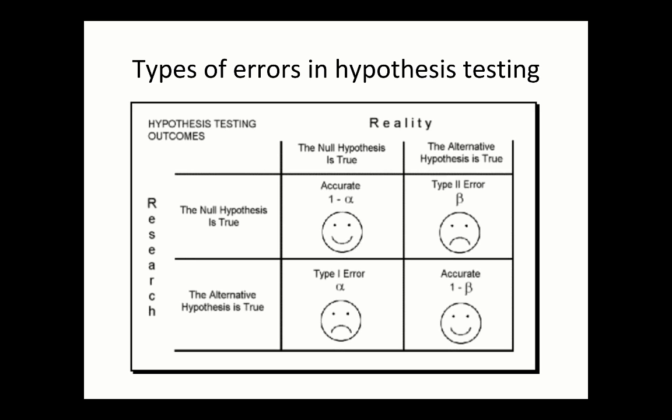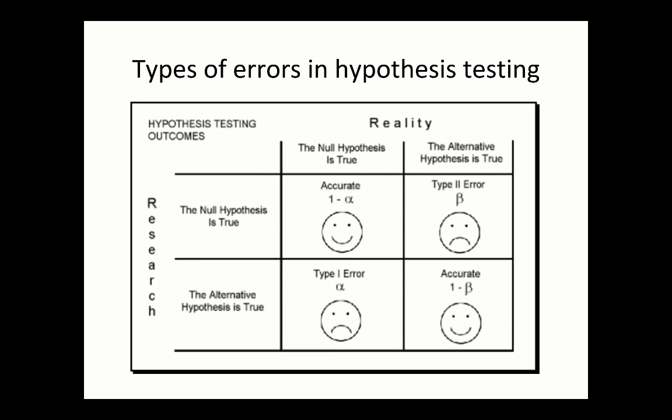That is the frowny face in the bottom left box. A type 2 error occurs when the null hypothesis is not rejected, or your research finds the null hypothesis true when it is actually false, and the alternative hypothesis is true. This is the frowny face in the upper right box.